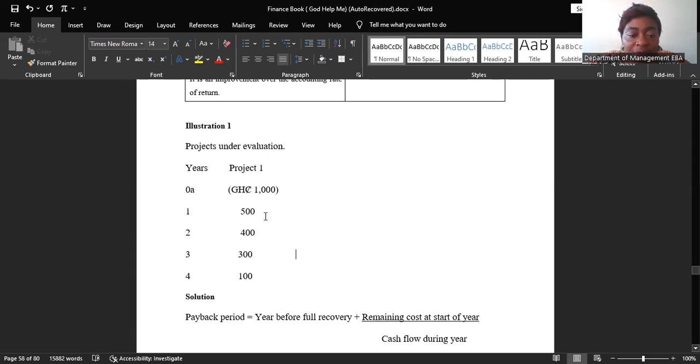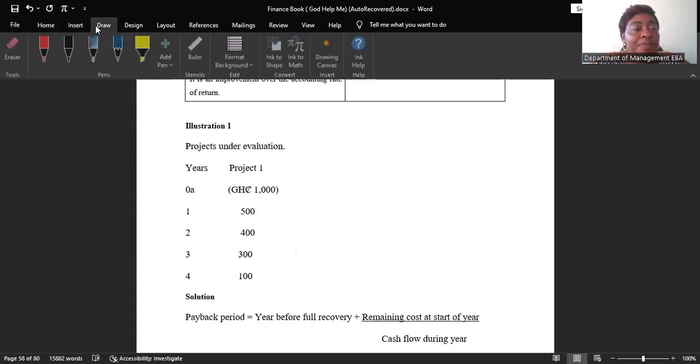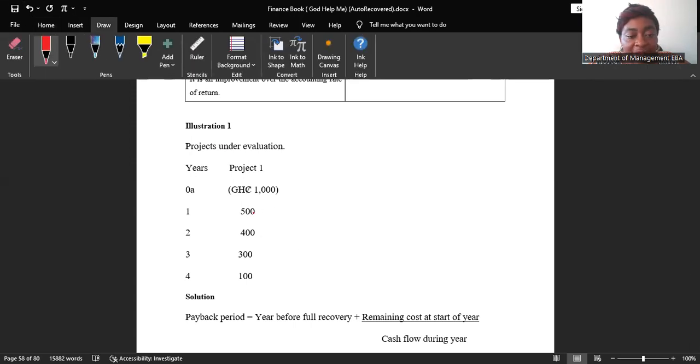Now 500. The first year we recover 500 of it. So that is 1 year, and we've still not recovered 1,000. The second year we are getting 400. 400 plus 500, we have 900. Let me bring back the first year. And we are doing cumulative. The first year we recover 500, and we need to recover 1,000.